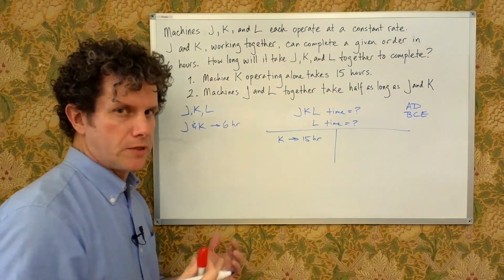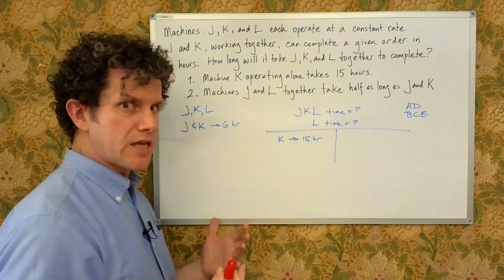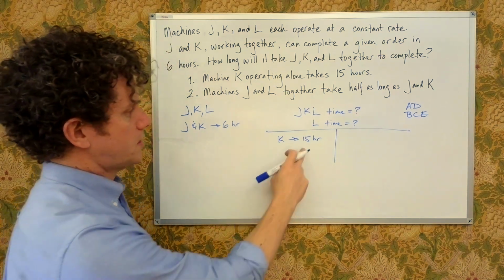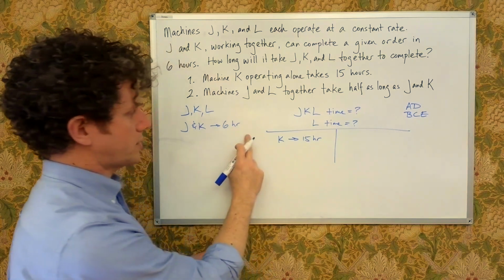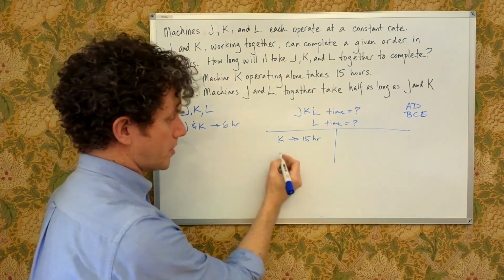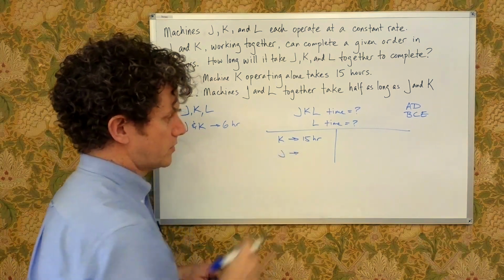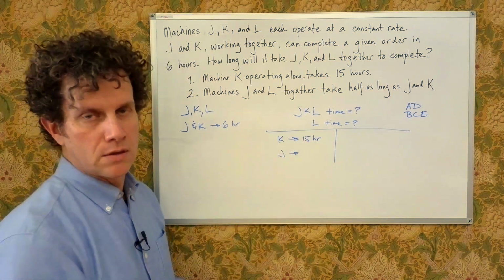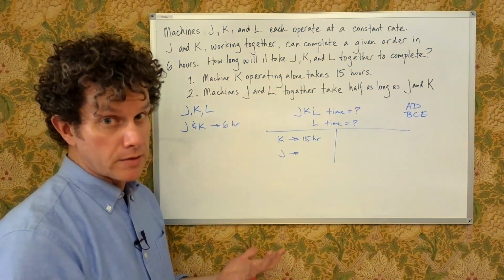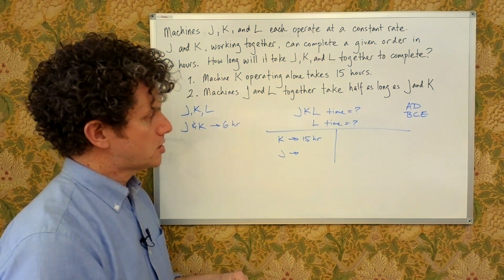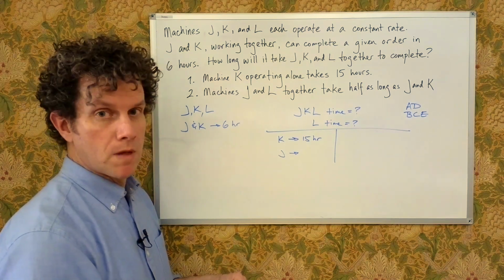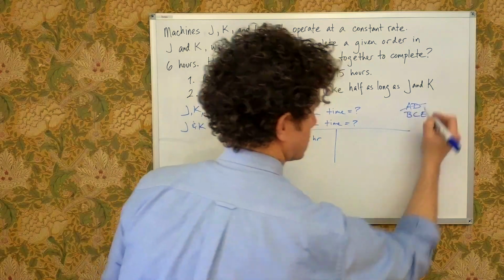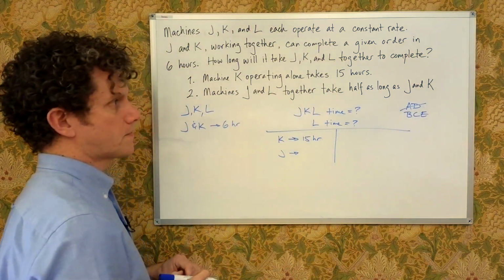I don't want to do any more calculation than I have to. If I can see a thing logically, I'm going to be happy with that. If K takes 15 hours and I know that J and K take 6, well, I know that I could get a value for J, but nothing here tells me anything at all about L, which I need because I want all 3 of them. So I'm not going to do any more math than that. A is insufficient. 2 answer choices disappear.